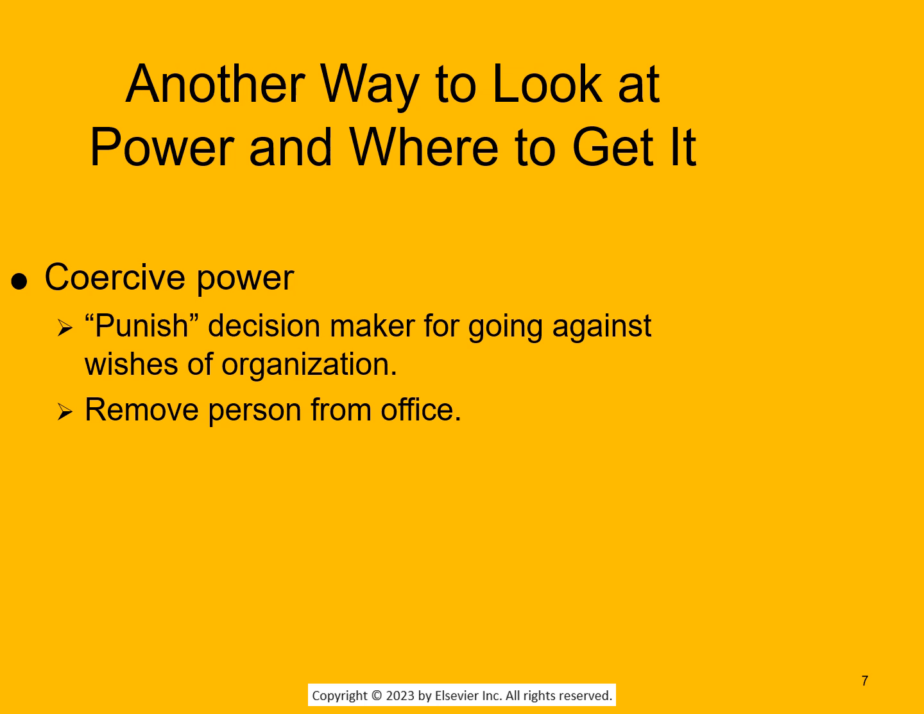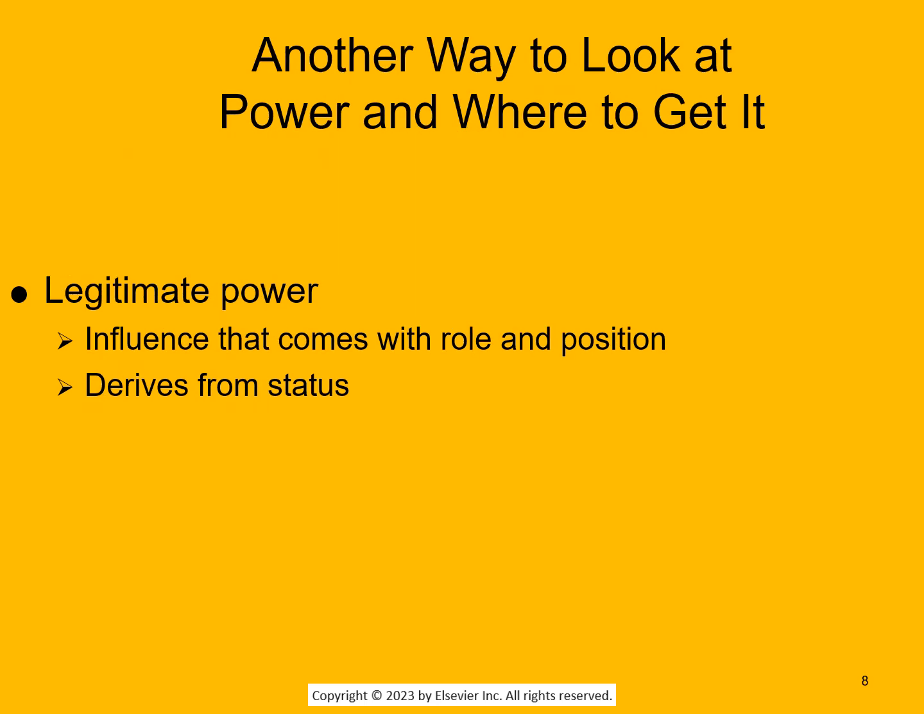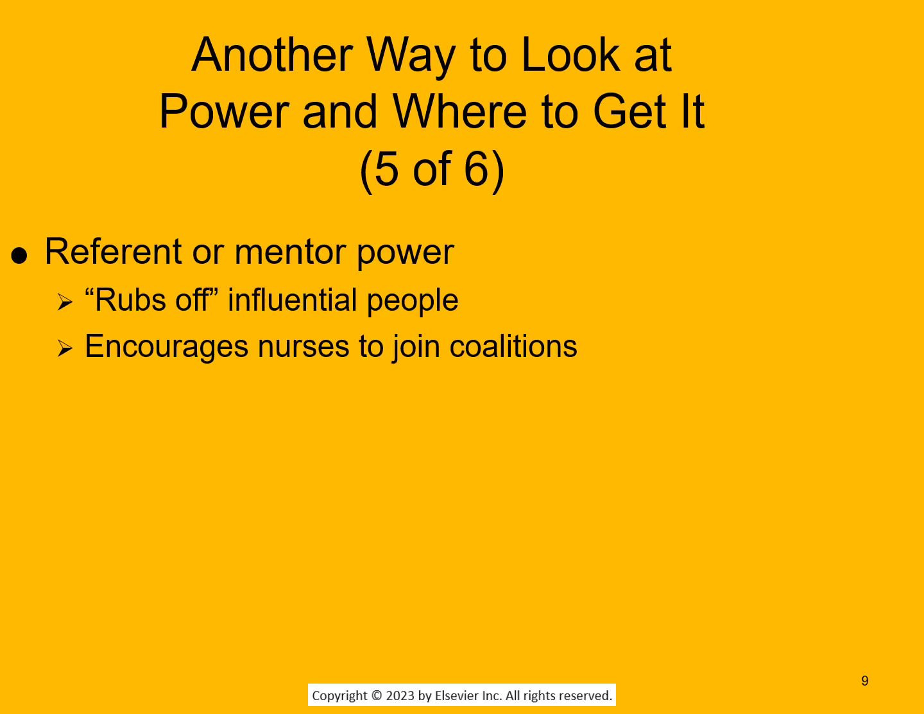Coercive power. That's where we punish decision makers for going against the wishes of the organization. This is where people are removed from office because they didn't do what the constituents voted them in to do. So they use their coercive power to get them out of office. Legitimate power. This is influence that comes with roles and position. We use our position and our role. That's legitimate power.